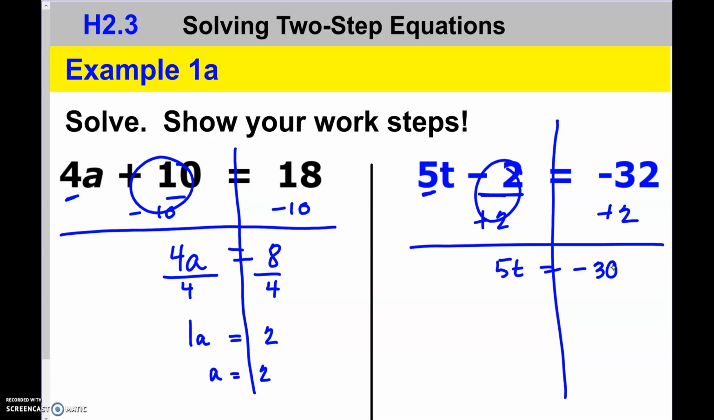So now this says 5 times t. The opposite of times is divide. So we're going to divide both sides by 5. 5 divided by 5 is 1. And remember, we do not have to write that coefficient of 1. We can just write t equals. And negative 30 divided by 5 is a negative 6. So t equals a negative 6.